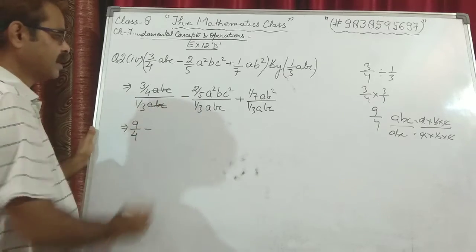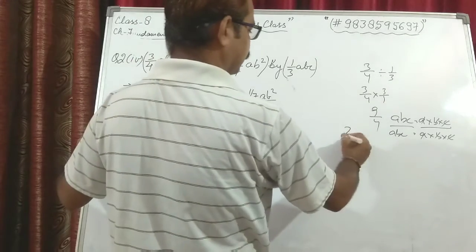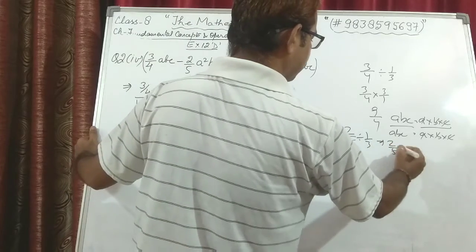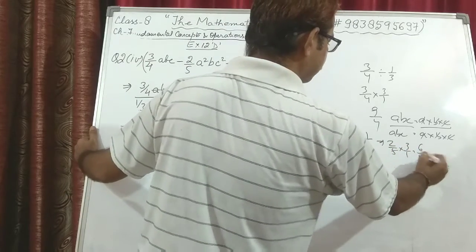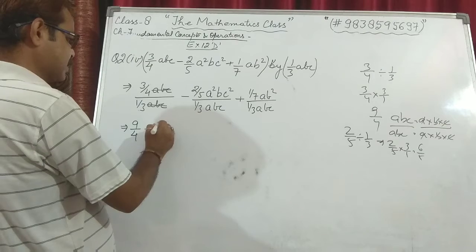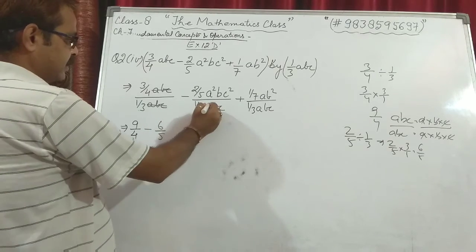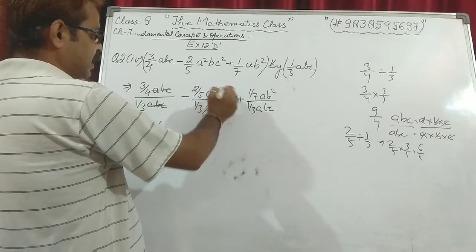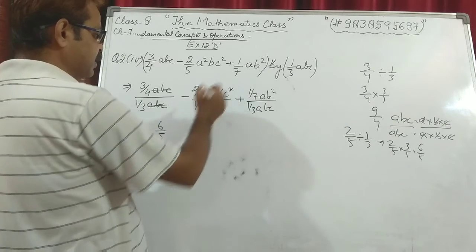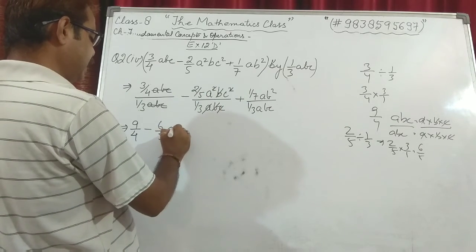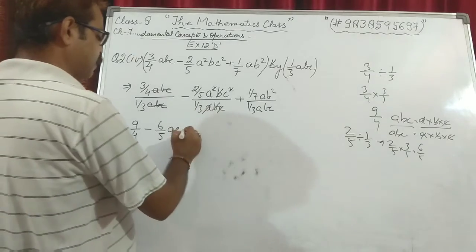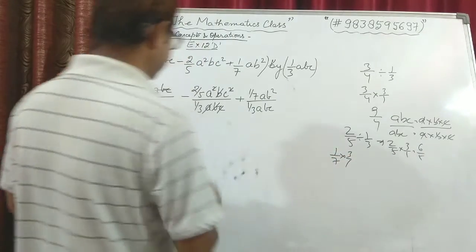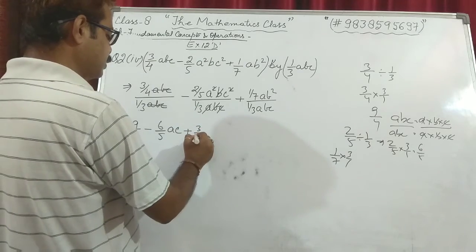Now minus 2 upon 5 divided by 1 upon 3 means 2 upon 5 into 3 upon 1, that is 6 upon 5. So it can be written as 6 upon 5. This A cancels, only 1 A is left. B cancels completely, and C cancels, only 1 C is left. So 6 upon 5 AC is left, plus 1 upon 7 into 3 upon 1 will be 3 upon 7.